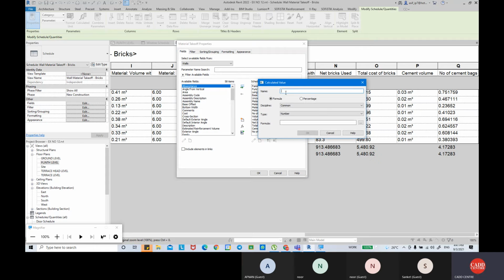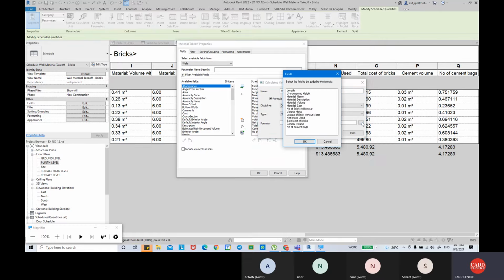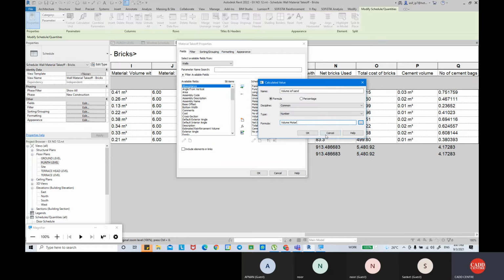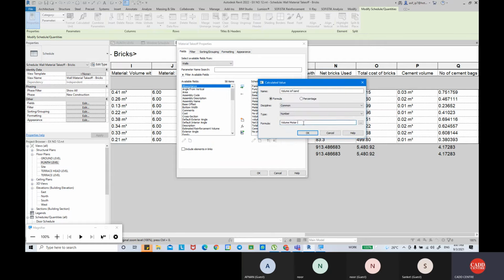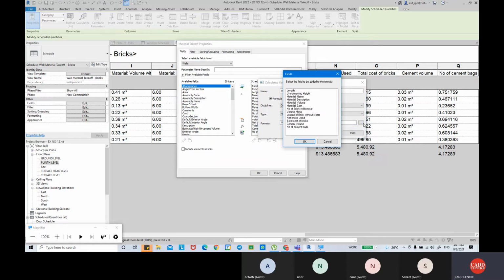So put on this cell, volume of sand. The formula would be the volume of mortar minus the, sorry, not the volume of mortar, it is volume of mortar minus cement volume. Cement volume.